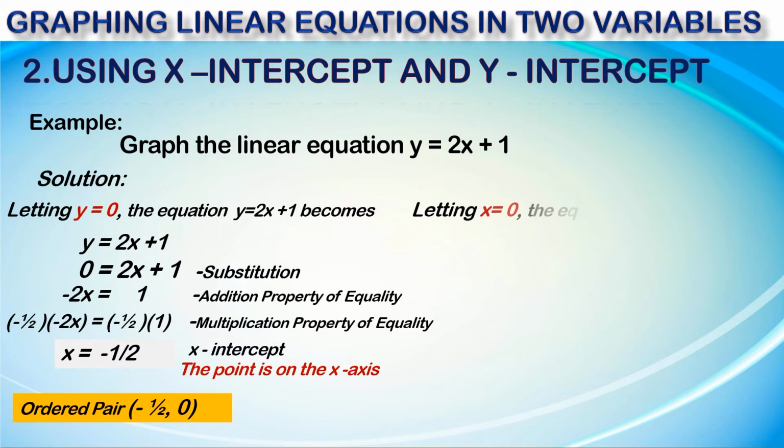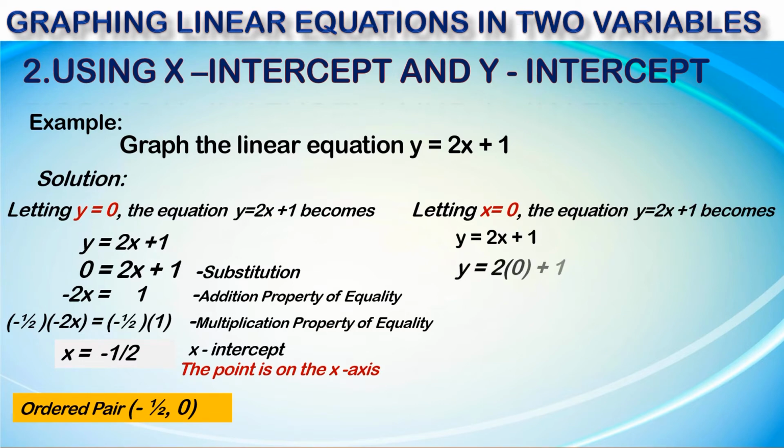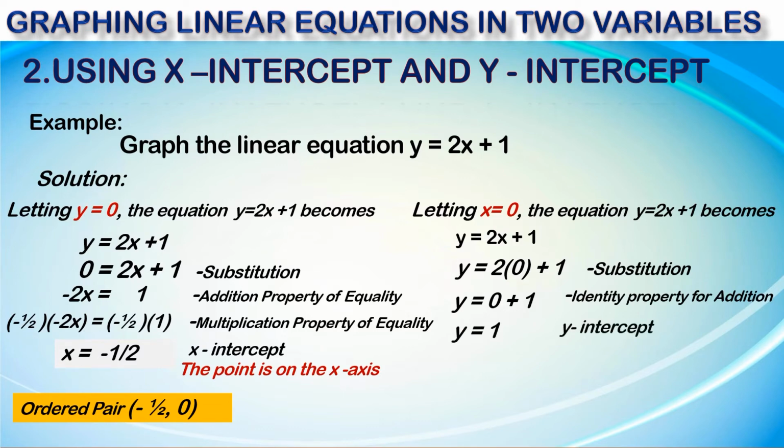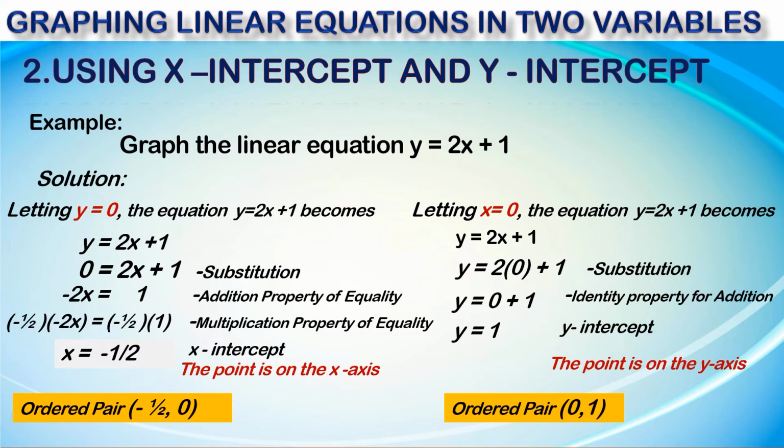Next, we're going to let x equal 0 to solve for y. So the equation y equals 2x plus 1 becomes y is equal to 2 times 0 plus 1 by substitution. So 2 times 0 is equal to 0, plus 1 by the identity property for addition. So 0 plus 1 is equal to 1. So 1 is now the y-intercept, and the point is on the y-axis. So we have the ordered pair (0, 1).